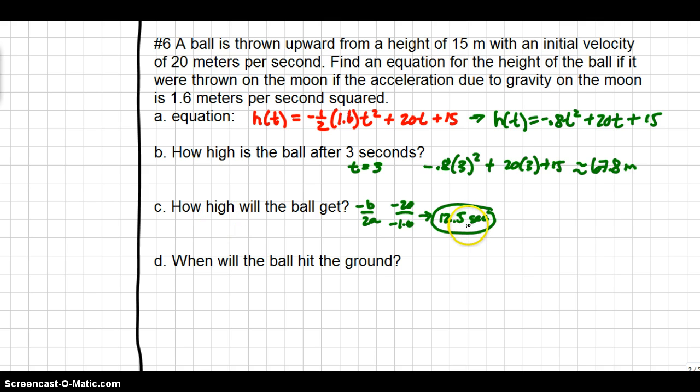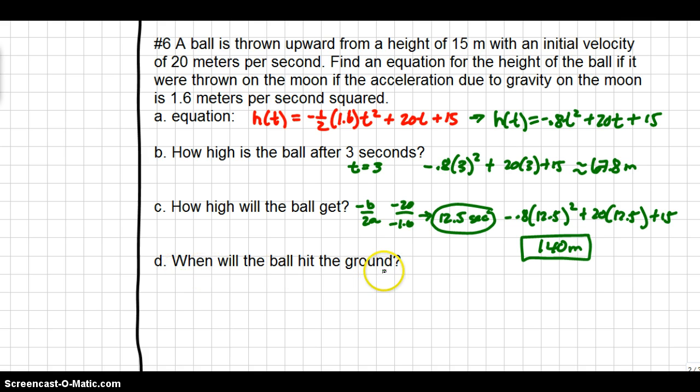We still don't know how high it will be after that amount of time. So you have to plug in 12.5 in for t into the equation. So we'll do -0.8 times 12.5 squared plus 20 times 12.5 plus 15. So it's the same as what we did in part B. We just had to find what the x value was first. So 12.5, you fill that in for the t value, you get 140 meters. So that's your final answer then for part C.